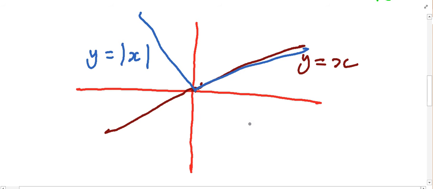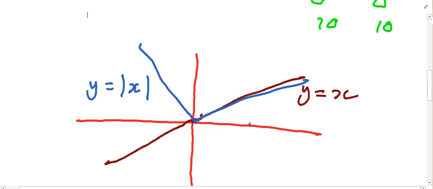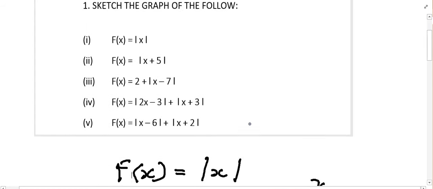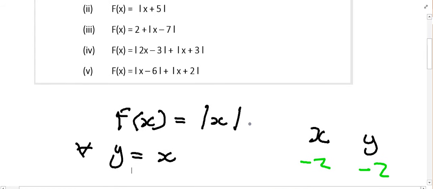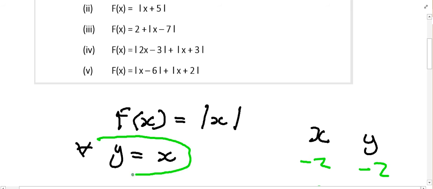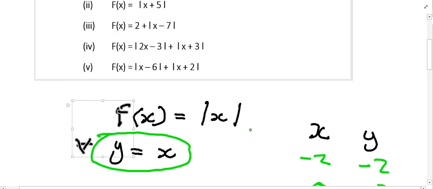So if I were you, who is just learning this concept, I would advise you first to know the basic, which is knowing how to sketch the graph of this guy without the modulus. So when you know how to sketch that, you'll be able to sketch the other values.